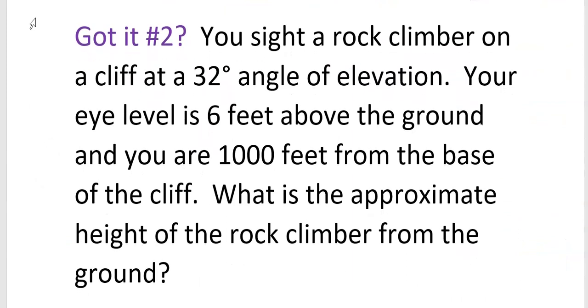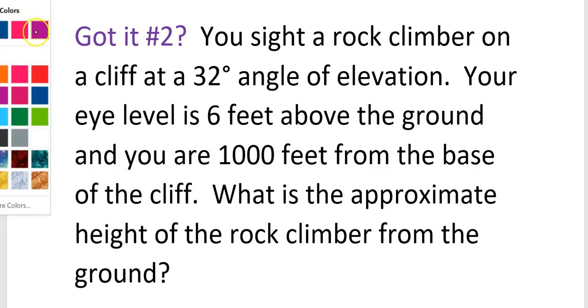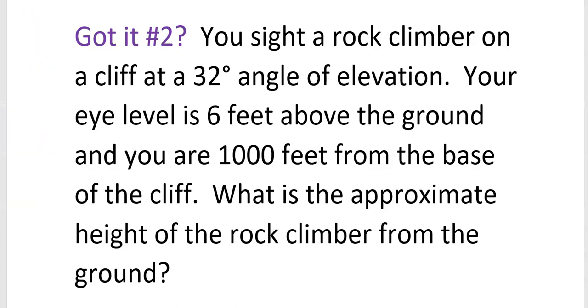Got it. Number 2, you sight a rock climber on a cliff at a 32-degree angle of elevation. Your eye level is 6 feet above the ground. You are 1,000 feet from the base of the cliff. Does this sound kind of like the last one that we just did? They all kind of sound similar. Sometimes you're looking up, sometimes you're looking down. So this one is also an elevation question.